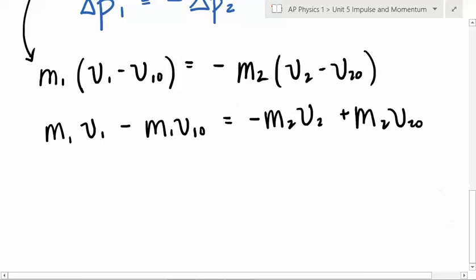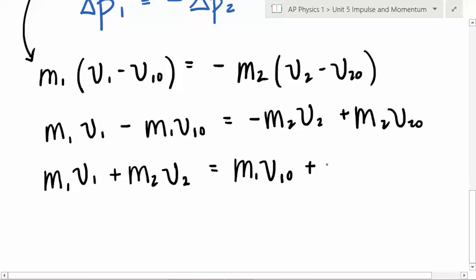Now let's get all the initial velocities on one side and all the final velocities on the other. So m1 v1 can stay here. I can add m2 v2 to both sides. And I can add m1 v1 initial to both sides and leave m2 v2 initial on the right side. So what does m1 v1 mean? You found the product of m1 times v1.